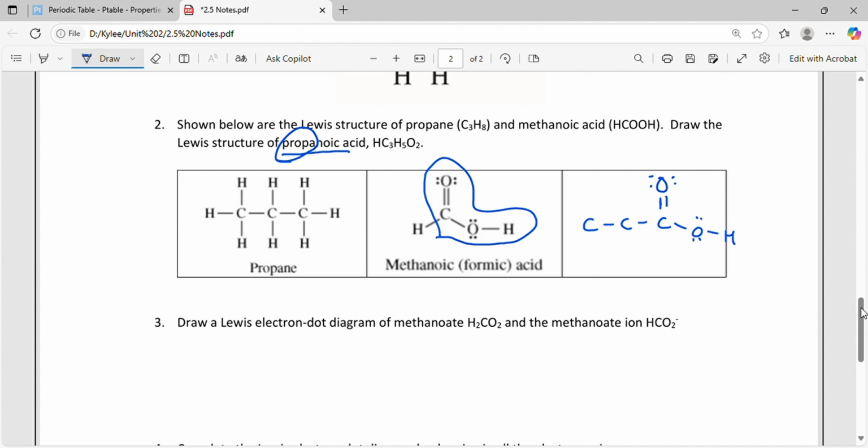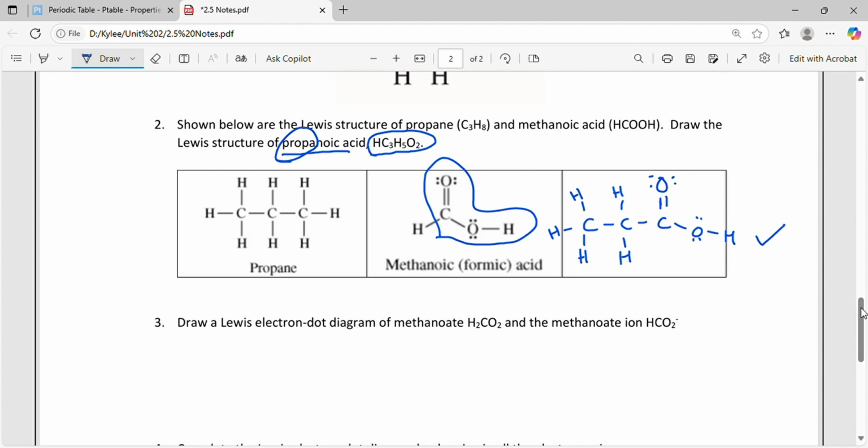And then the rest of the hydrogens are going to go here around my carbons. So let's see if it matches the numbers for the formula they give me. I should have 6 H's: 1, 2, 3, 4, 5, 6 H's. I should have 3 carbons: 1, 2, 3. And I should have 2 oxygens. Does everyone have an octet?